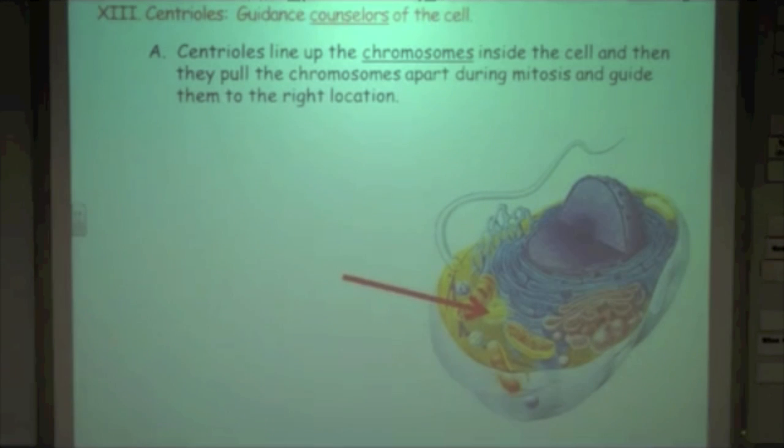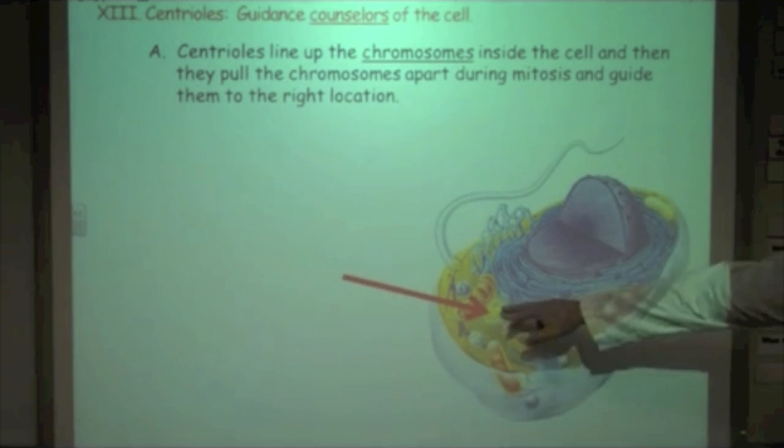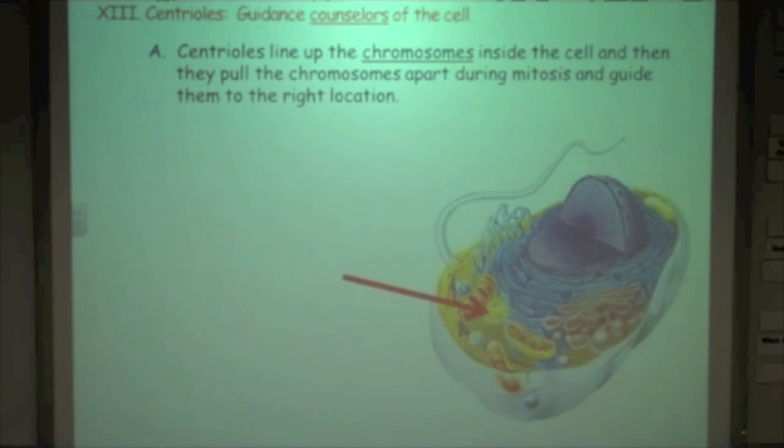Centrioles are the guidance counselors of the cell. These guys are primarily used whenever cells divide. Centrioles line up the chromosomes that are located inside of the nucleus. Chromosomes are in the nucleus. Right here is the structure itself, though. And they pull apart the chromosomes during mitosis and guide them to the right location.